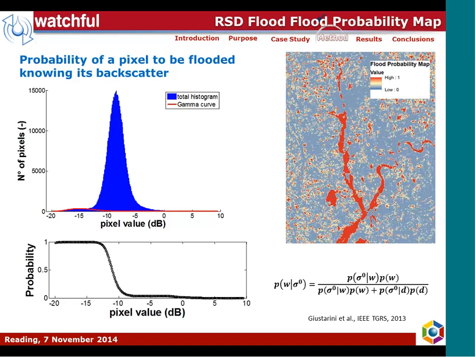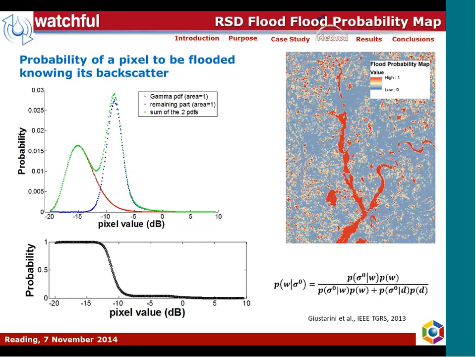And the idea here is to fit this gamma curve in such a way that you minimize the difference between your analytical PDF and the empirical histogram. And once you have done this, you can in fact directly infer the conditional probabilities. So what is the probability of having water on a given pixel given its backscatter value? And this helps you in the end to convert what is typically available as a binary map of flooded and non-flooded pixel into a flood probability map that is much more useful for data assimilation, of course.